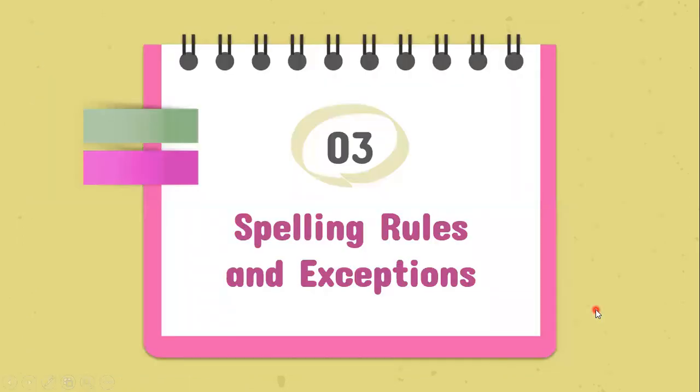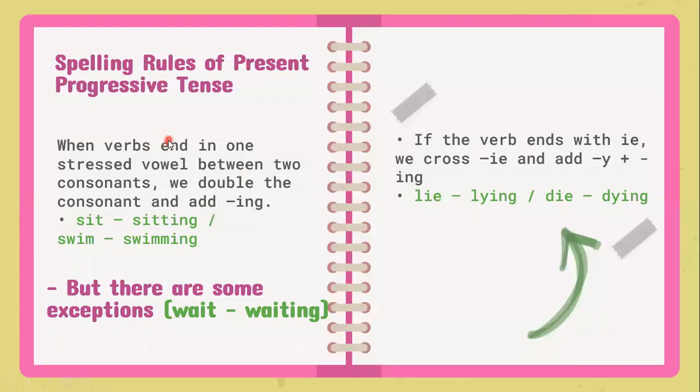Now, what are the spelling rules? Spelling rules of the present progressive tense. When verbs end in one stressed vowel between consonants, okay, we double the consonant and add ing. For example, I have verb sit. In verb sit, I have three letters. Consonant, which is letter S, I is a vowel letter, and letter T is a consonant letter. So letter I is stressed between two consonant letters. So that means when I want to add ing, the last letter, which is a consonant, should be doubled. Okay, so sit becomes sitting with double T.